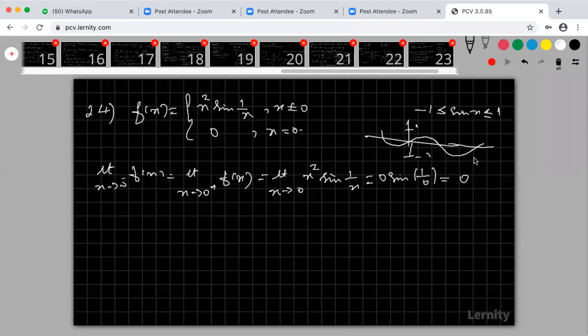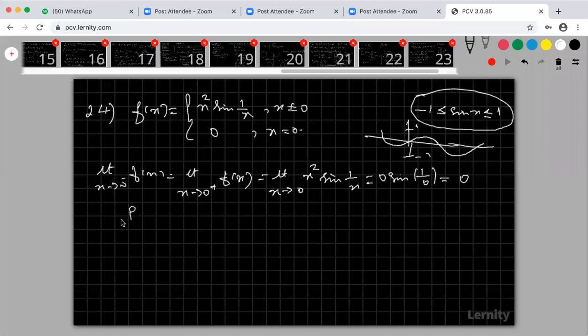That is the left hand limit and right hand limit. Both are equal, so the limit of the function is nothing but 0. Why? When you apply 0 here, 0 into sine of 1 by 0, this is sine of infinity. Your sine x value always lies between minus 1 to plus 1 only. So sine of infinity also lies between minus 1 to plus 1, and that value into 0 is always 0.